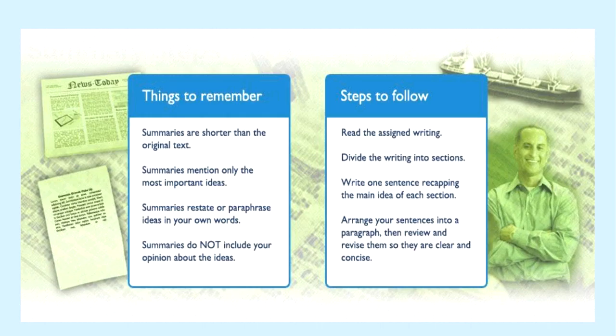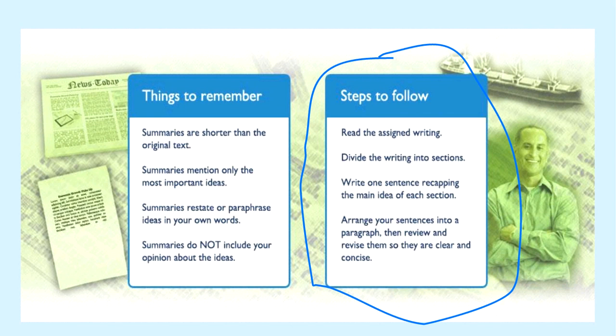Another way to look at it, you can see from this chart. This chart is the same information written in chart form. So here are your steps to follow. Read the assigned writing, divide the writing into sections, write one sentence recapping the main idea of each section, arrange your sentences into a paragraph, then review and revise them so they are clear and concise. Don't make it a list. You want to make it a paragraph that flows together.